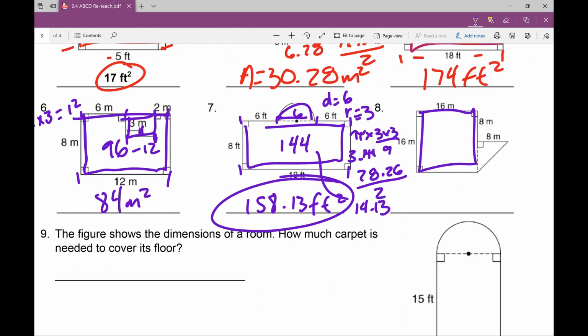Next one, I have a square because it's 16 by 16. 16 by 16 is 256. Then I have a triangle, which is 8 by, also 8 because 16 minus 8 is 8. 8 times 8 is 64. But I gotta divide that by 2 because it's base times height divided by 2, which is 32. Add these two. 256 plus 32 gives me 288 meters squared.